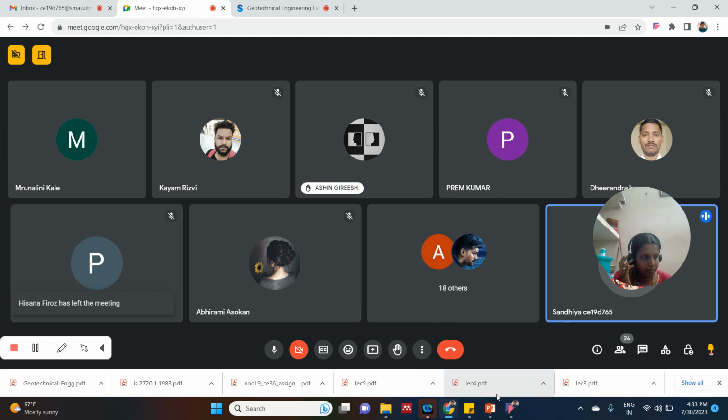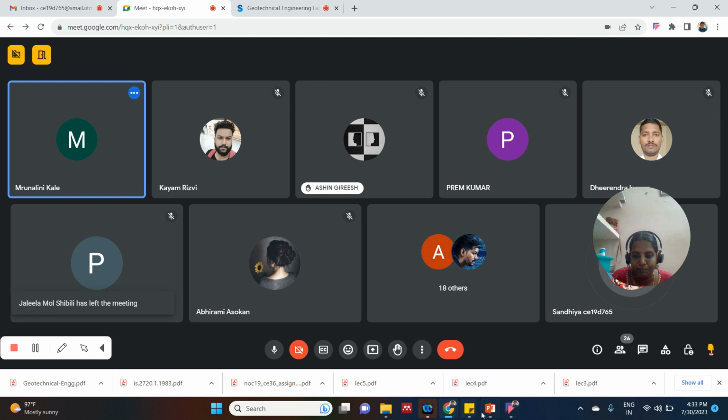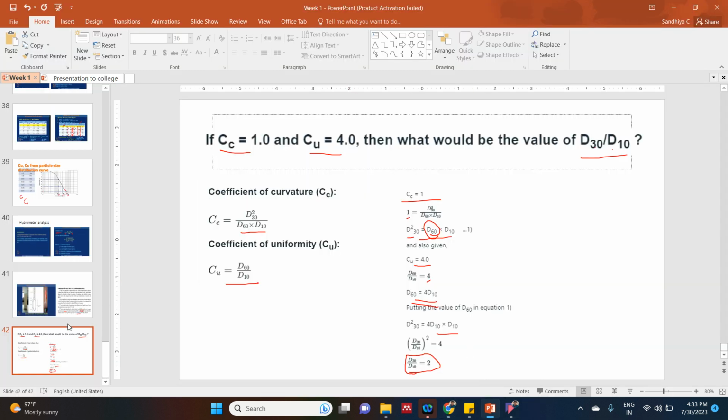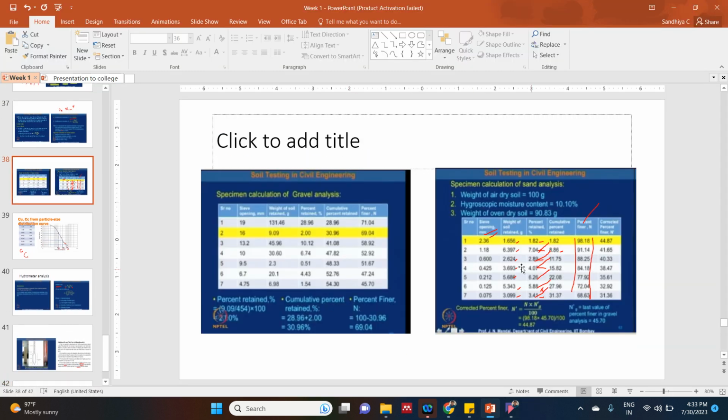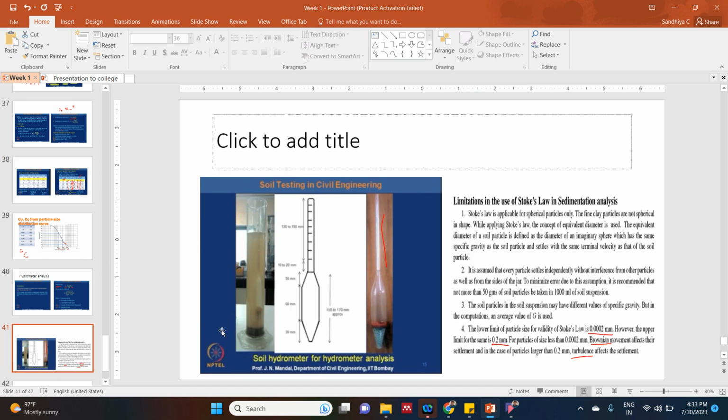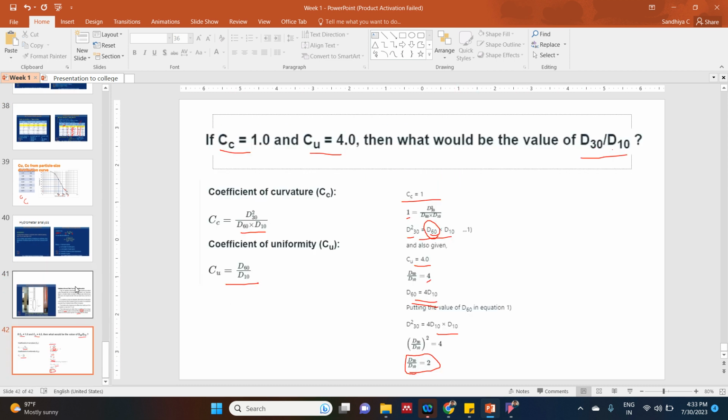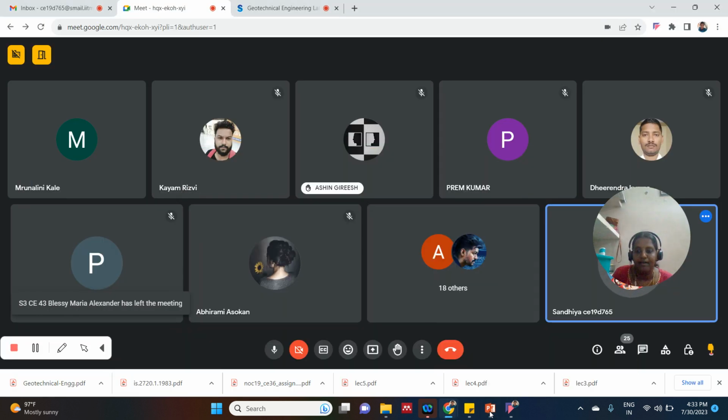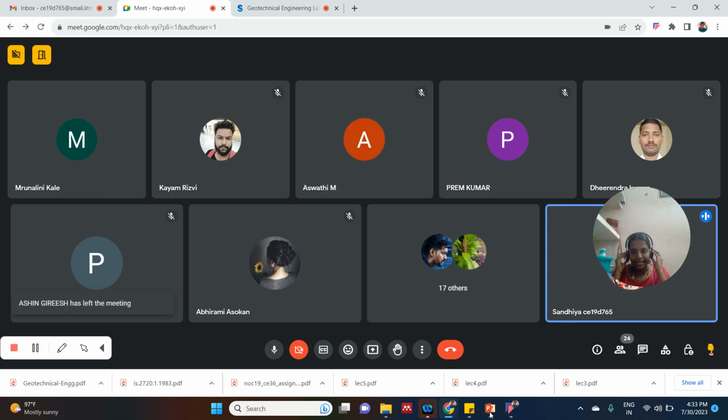Calculation for hydrometer, the tabular column, sir. I didn't put it here, because it involves meniscus correction, dispersive correction, and you have to do a hydrometer calibration. It is a little bit time taking process, but I will put it in a detailed manner in a slide, so that with the help of the slide I can tell you in the next class. Can I tell you in the next class, sir?